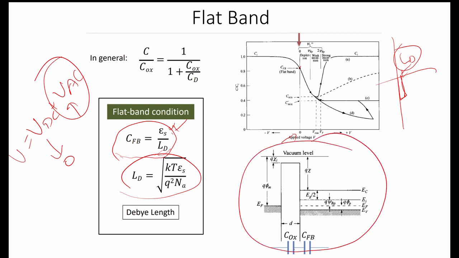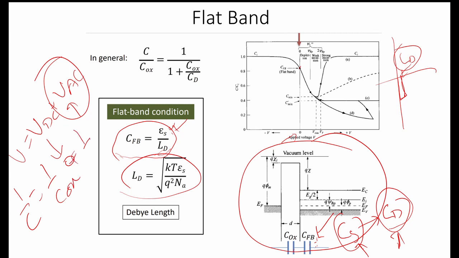This is nothing but Cox plus CFB. CFB or CS, where CS is the semiconductor capacitance, or CD, the depletion region capacitance. These are nothing but connected in series. So how do we add this series connection of capacitors? They are added like 1 by C is equal to 1 by C ox plus 1 by CD. This is the fashion in which we can add these, and from this combination we can deduce a lot of things.